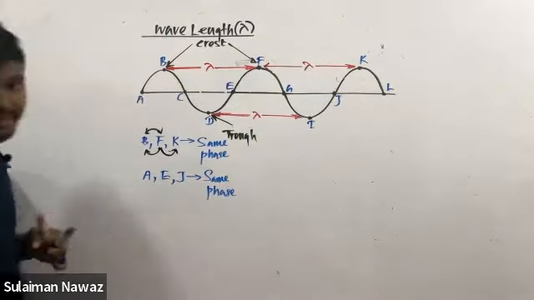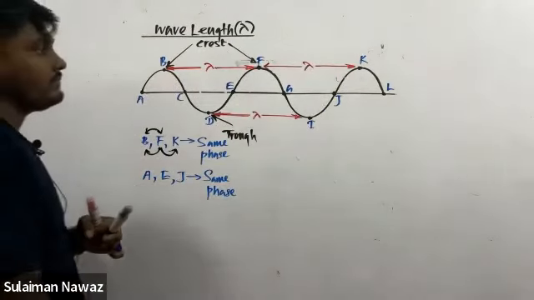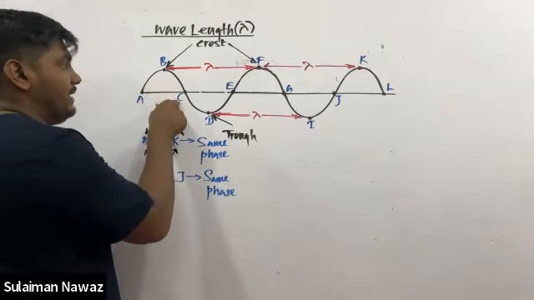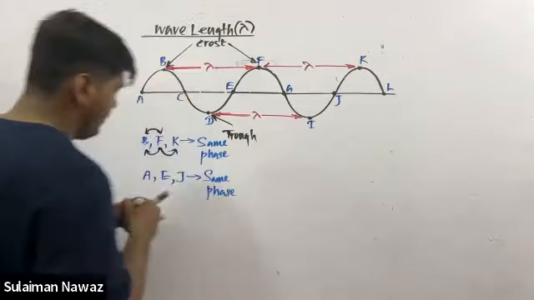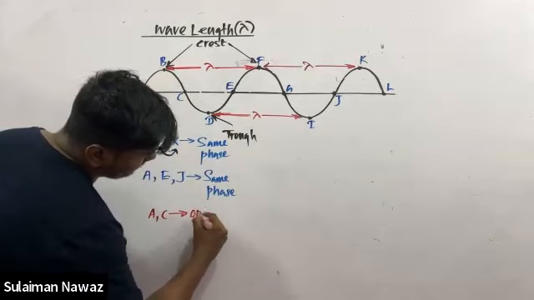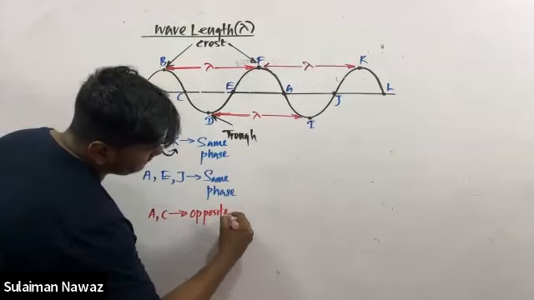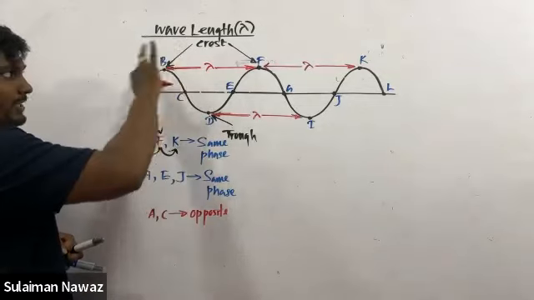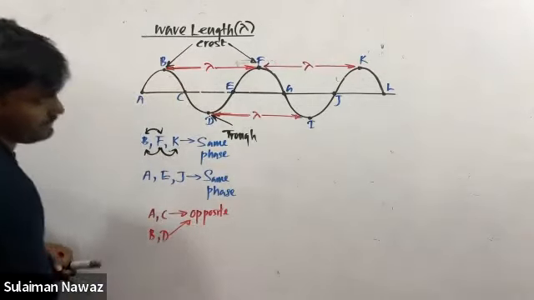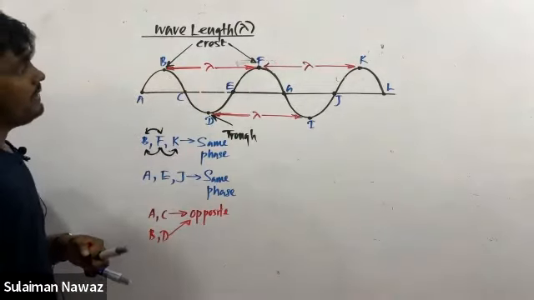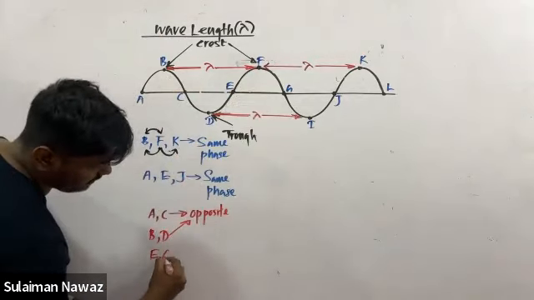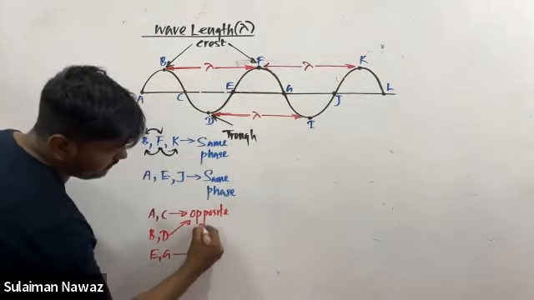Very important things. Now, do you think capital A and capital C are in the same phase? Capital A and capital C are in opposite phase. Capital B and capital D are in opposite phase. Right? Capital E and capital G are opposite. You understand?